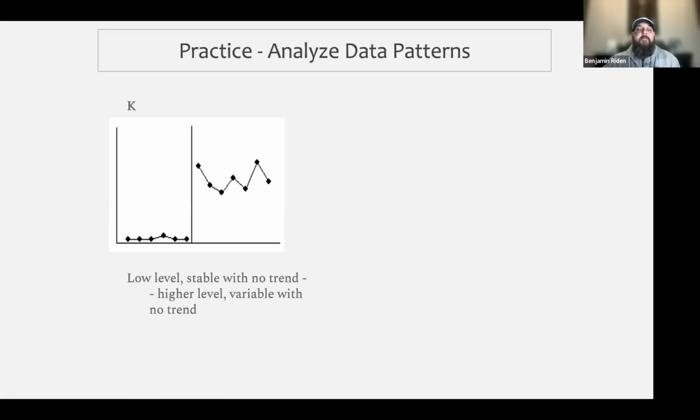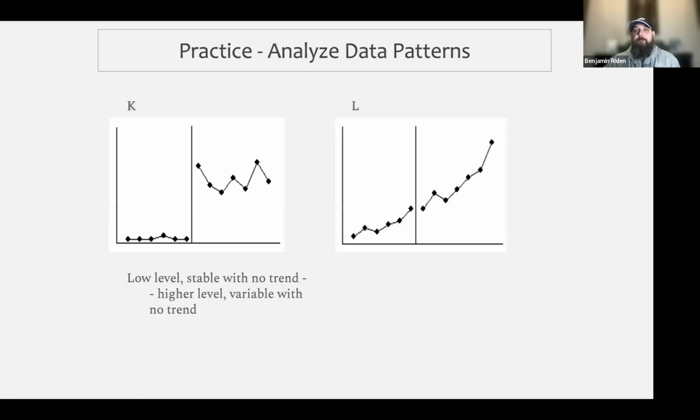So we have data in baseline that are at a low level, that are stable with zero trend. And then we have intervention data that has changed level to a higher level. The data are variable, and there's really no significant trend in that data. Let's look at L. How would you describe these data?